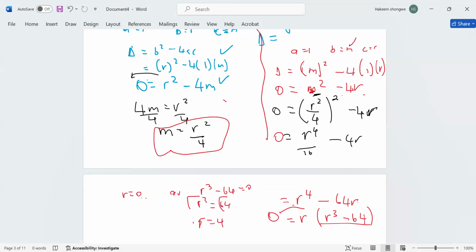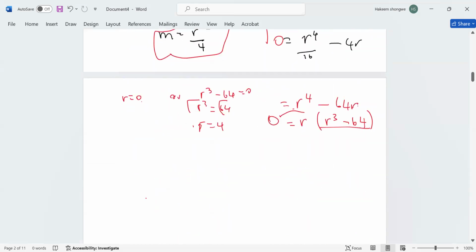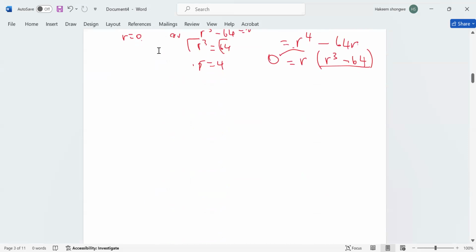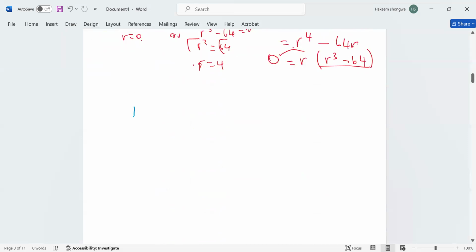But you have to solve for m. The question says m and r values should be greater than 0, both of them. So we can't accept 0, and we take 4. We said m is equal to r squared all over 4. Then m is equal to 16 all over 4, which is also 4. So if I decided to substitute, they both equal 4.